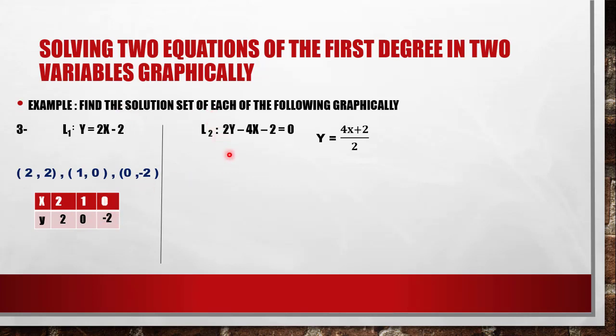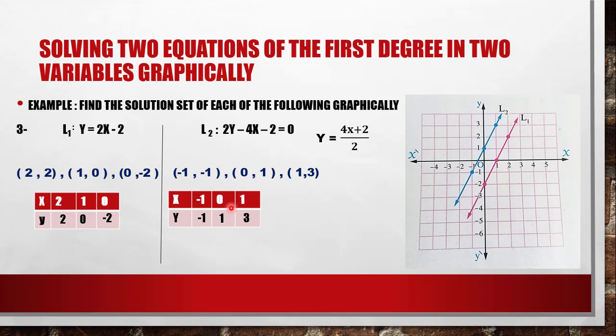In the same way, in the second straight line, choose x equal to negative 1, 0 and 1, and substitute in the equation to get y. So we have another 3 points. When we draw the two straight lines, in this case the two straight lines are parallel, so there is no intersection point between them. And as we said before, there is no solution, so the number of solutions is 0 and the solution set is phi.